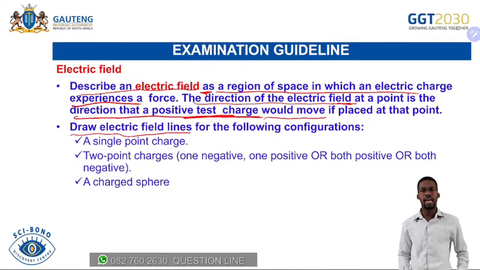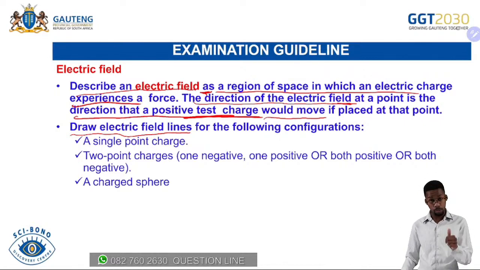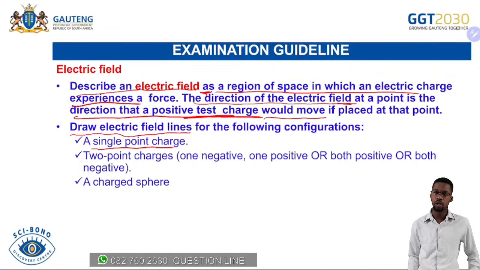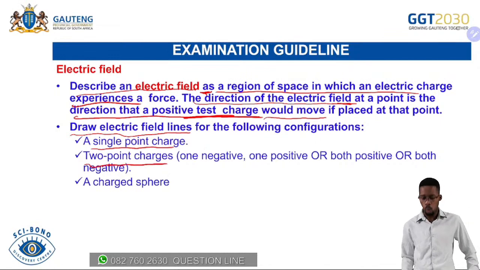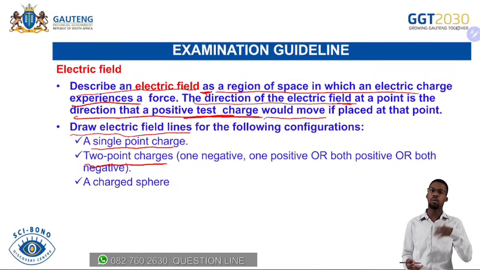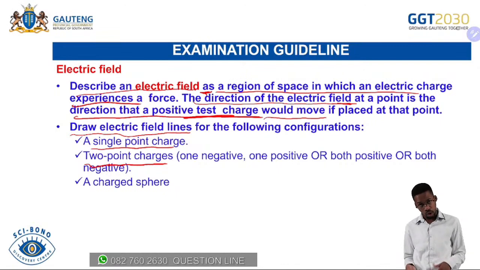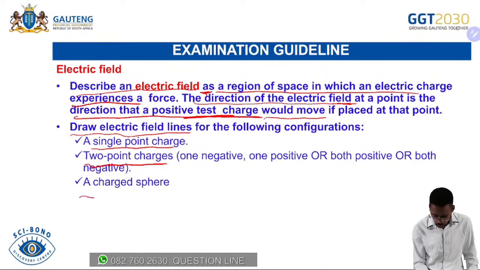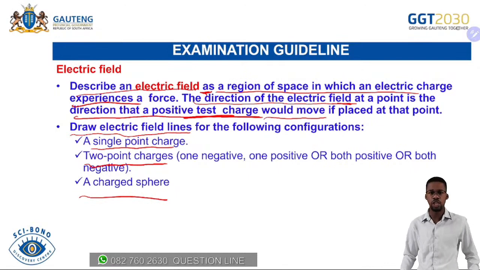Sometimes they call them electric field patterns. So the exam guideline is telling you to expect this. You will be required to draw either a single point charge or 2 point charges, where one is negative and the other one is positive, or where both are positive, or where both are negative. So you need to expect that you will be required to draw the electric field pattern, or electric field lines of a charged sphere.